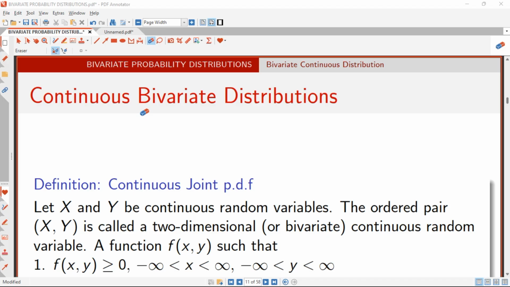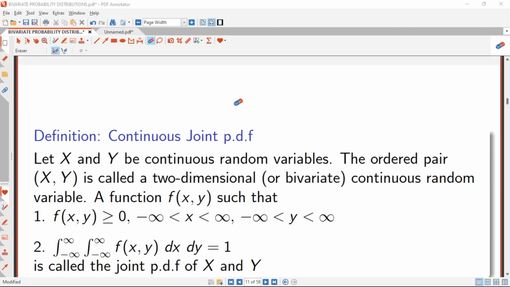Today I'm going to continue our video on continuous bivariate distributions. In our previous videos, we did an introduction to bivariate distributions, and we learned that for a bivariate distribution, we are going to consider two variables. For instance, in our slides, we are going to consider x and y, and we are considering that x and y are continuous random variables. If x and y are continuous random variables, then the continuous bivariate distribution is defined as you can see here.